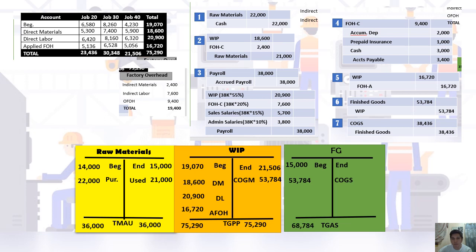So, our total goods available for sale will be 68,784. So, dahil sinabi din ng information dyan, yung job 10 daw, tapos yung job 20 ay nabenta, which is 15,000 plus 23,436. So, ang cost of goods sold natin ay 38,436. So, para makuha ang finished goods ending, 68,784 minus 38,436. So, ang finished goods ending natin ay 30,348, which represents job 30 na nasa finished goods inventory na pero hindi pa nabibenta.